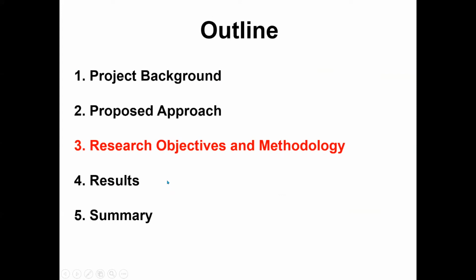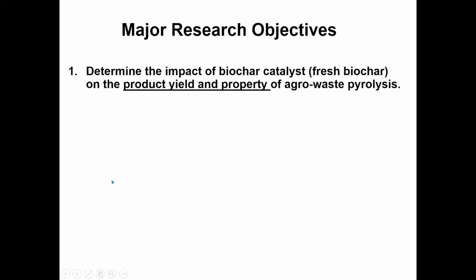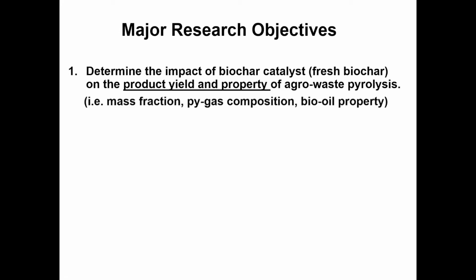Okay, so then I'll talk about research objectives and methodology. We have two major research objectives. The first objective is to determine the impact of the fresh biochar catalyst, before we use it as a catalyst, on the product yield and property of agricultural waste pyrolysis. So we work on the mass fraction analysis, pygas composition analysis, and we will also work on the bio-oil property analysis.